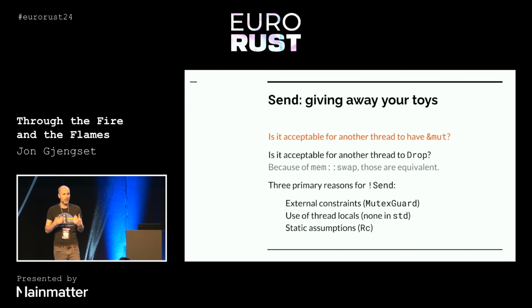The second reason why something might not be Send is because it uses thread locals. So thread locals are, as the name implies, variables that are local to a given thread. You declare these in Rust with a thread_local macro. And if you have a type that, let's say, when you construct it, it puts some stuff in a thread local. That might be for caching purposes, it might be for performance optimization, whatever it is. But it sticks something in a thread local.